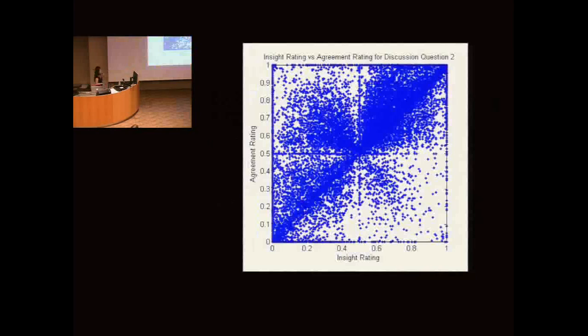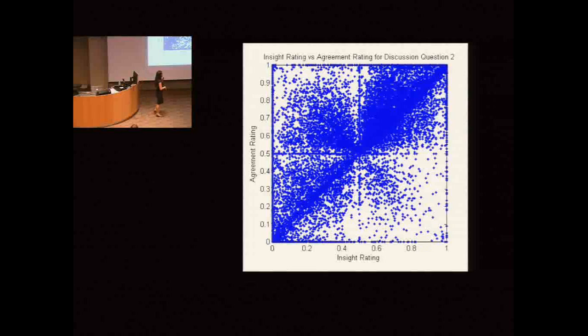This is another plot that we really liked. So as I mentioned before, people were rating comments on two dimensions. One is how insightful it was, and also how much they agree with the comment. So this is a plot of insight ratings versus agreement. You can see there is some correlation, so if you agreed with it, you're more likely to find it insightful.